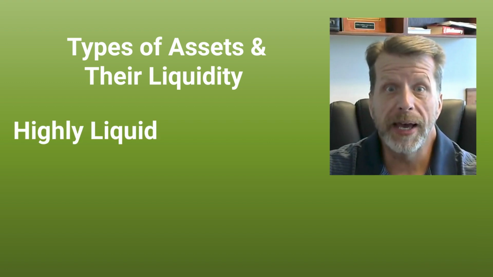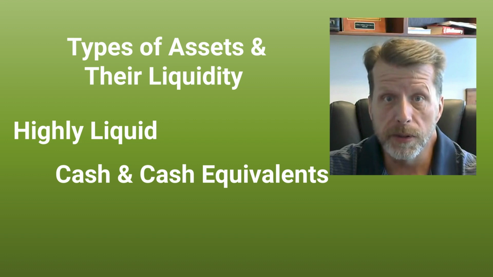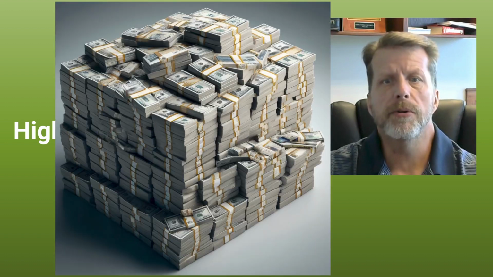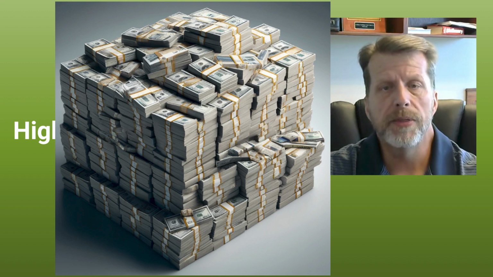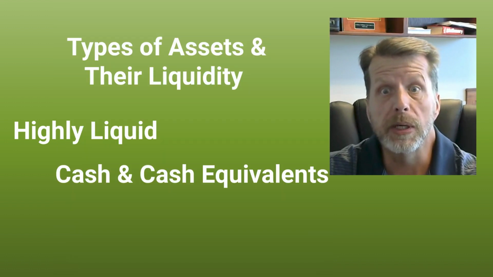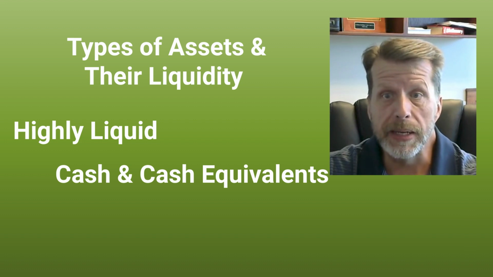First up, we have cash and cash equivalents. This is the Usain Bolt of assets. Super quick and always ready. Think money in your checking or savings account. These assets can be accessed immediately, making them the most liquid. They're essential for day to day operations like paying bills, wages, and other immediate expenses.